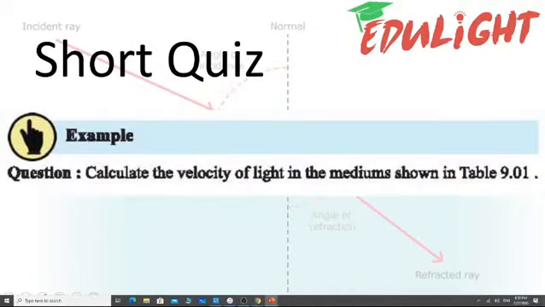Okay, so a short quiz for you. Calculate the velocity of light in the mediums shown in 9.01. This problem is not that hard. If you practice, and if you understand the previous topics, then I think you can answer this one. As the time is very limited, I will go to the answer of this question. Okay.